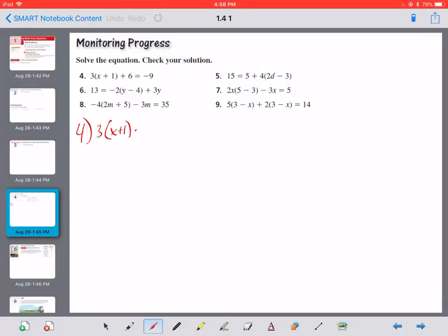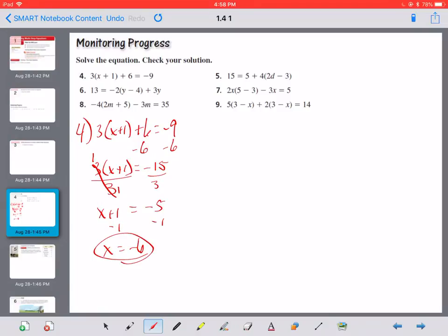Okay, let's look at number 4. We got 3 times x plus 1, plus 6 equals negative 9. Now you could distribute the 3, but I know that when I subtract 6 over, I'm still going to have a number that's divisible by 3, so I'm just going to subtract 6 and not simplify over here. That's negative 15. Then I can divide both sides by 3 to get rid of that 3, reduces to 1s. That leaves me with x plus 1 equals negative 5, minus 1, x equals negative 6. Let's look at number 5.